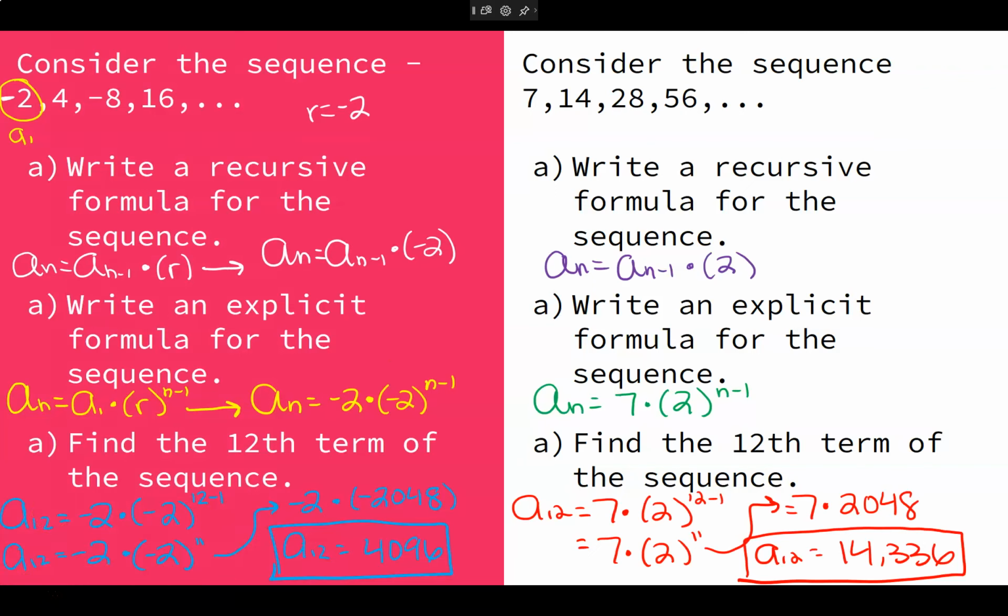All right, check your answers with mine, please. Your recursive formula should be a sub n equals a sub n minus 1 times 2. How did I get times 2?